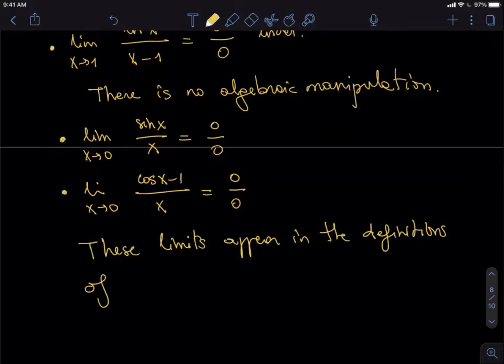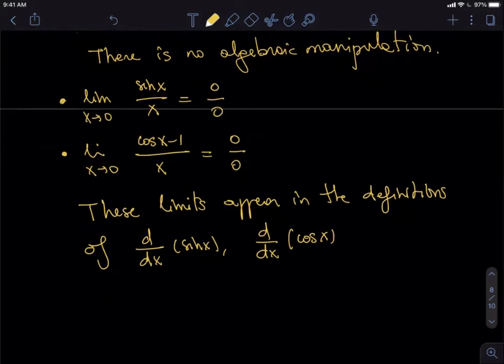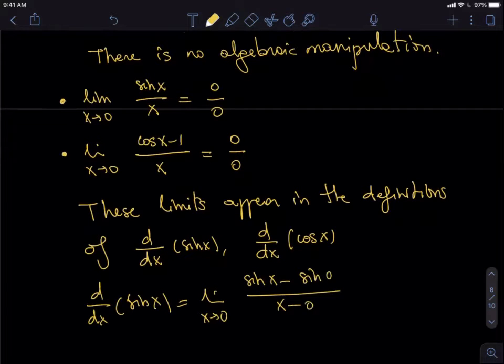If we write the definition of d/dx of sine of x or d/dx of cosine of x, we will find these limits. For example, d/dx of sine of x is the limit as x tends to 0 of sine of x minus sine of 0 divided by x minus 0, and sine of 0 is 0. So this is the limit as x tends to 0 of the sine of x divided by x. So they are important.